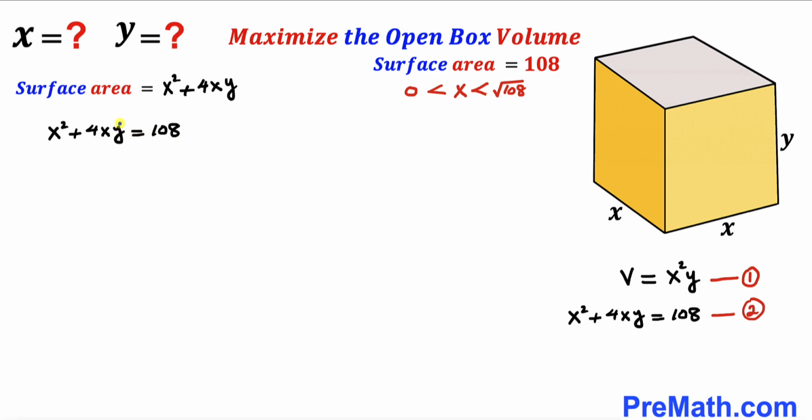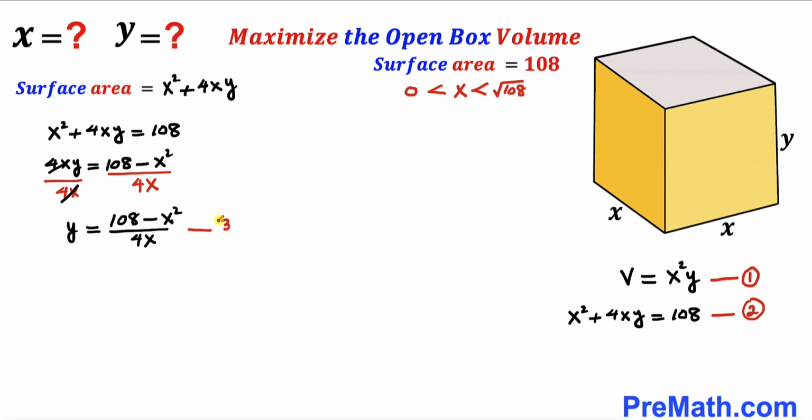And in this next step, I'm going to isolate y. So I'm going to move this x squared to the other side. Let's divide both sides by 4x. Here 4x and 4x are gone. So y turns out to be equal to 108 minus x squared all over 4x. I'm going to label this one as our equation number 3.